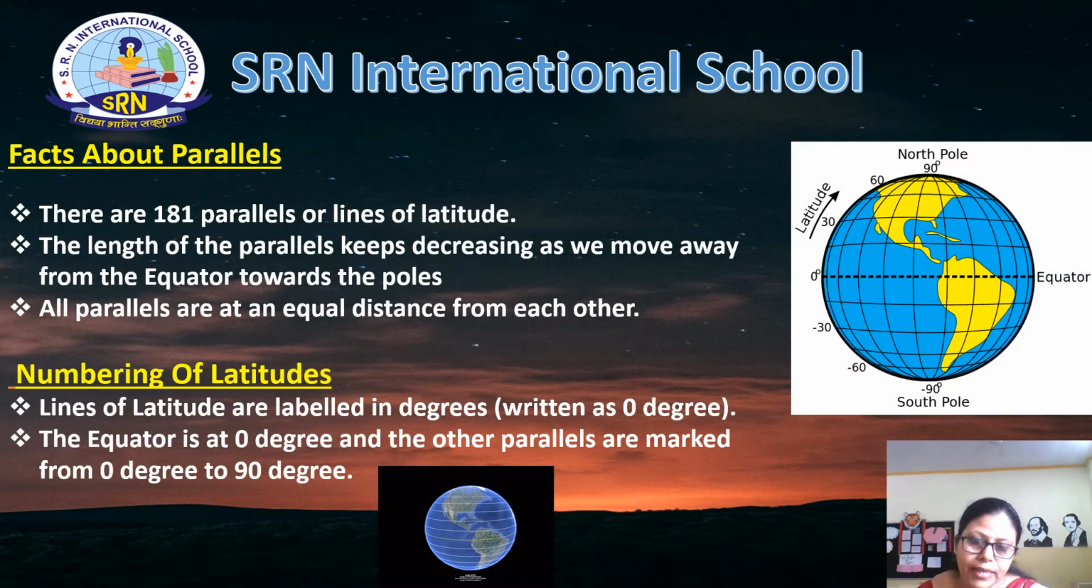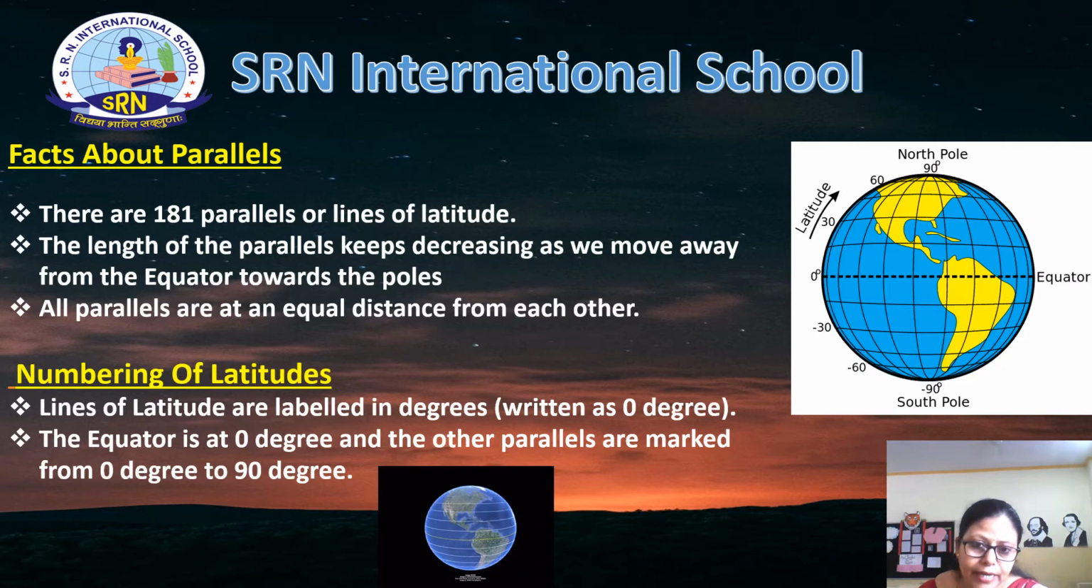There are 181 parallels or lines of latitude. The length of the parallels keeps decreasing as we move away from the equator towards the poles. All parallels are at an equal distance from each other. Lines of latitudes are labeled in degrees, written as 0 degree.